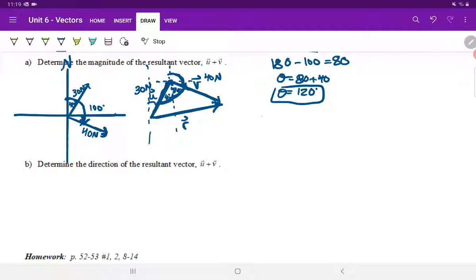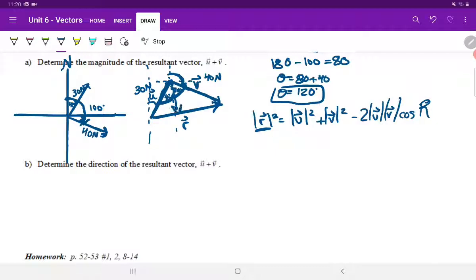So let's sub everything in. We're going to go r squared equals u squared plus v squared minus 2uv times the cos of, remember it has to match my letter on the left there that I'm solving for, capital R, okay? Or we can just call it theta because we know it's going to be the 120, right? Opposite of my R is my 120 degrees.